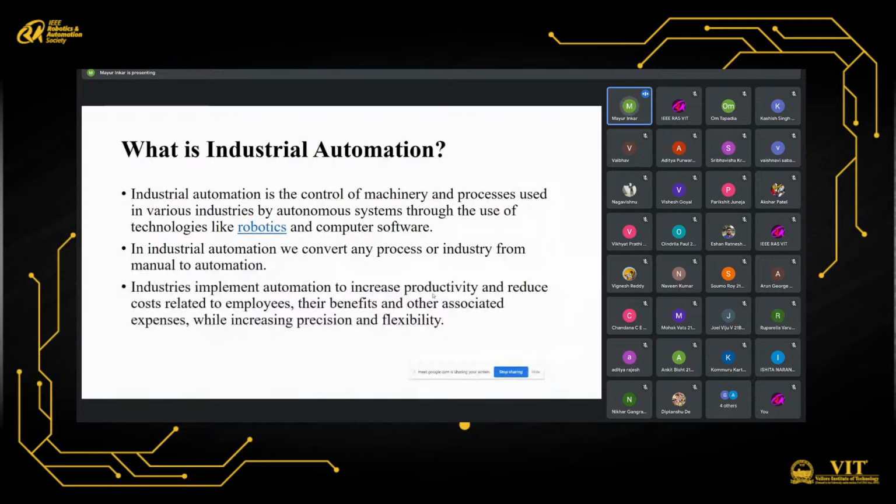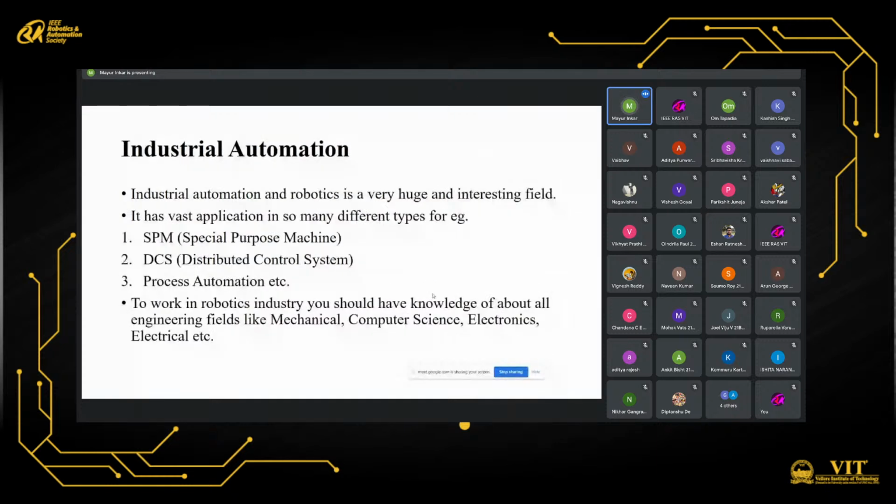In a distributed control system, you control the entire plant from a single control panel or office. It's like you have different units and stations of your automation, and you are controlling all of them with one controller and one display from a control room. That is known as the DCS. And process automation is automating the entire process of manufacturing from raw material to the actual product.